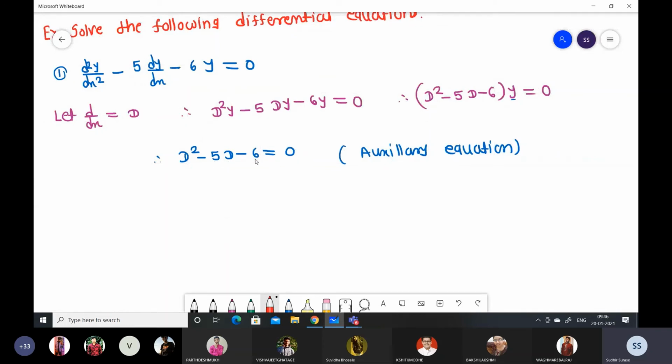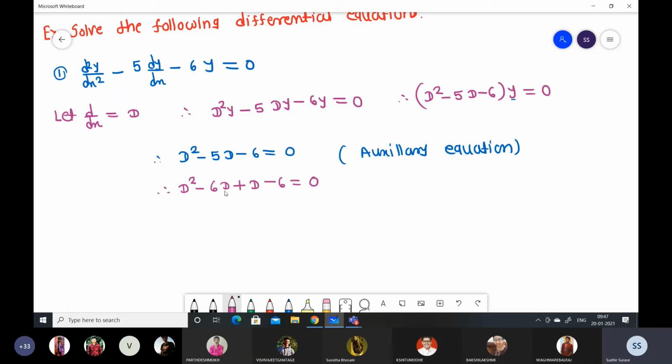So we want the product to be minus 6, and the addition has to be minus 5. So 3 and minus 2 will work? Or minus 3 and minus 2 will work? No. So can you help me in this? Yeah, minus 6 and 1 will work, right? Because the product has to be minus 6, and then the addition will be minus 5. So minus 6 plus 1 we have. Therefore D square minus 6D plus D minus 6 is equal to 0, right?